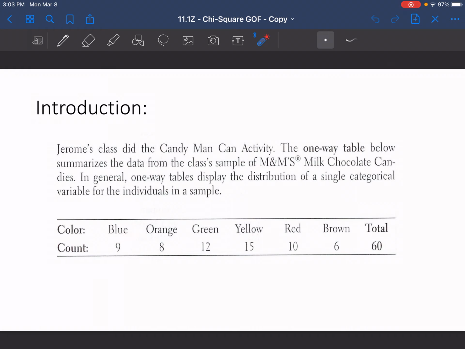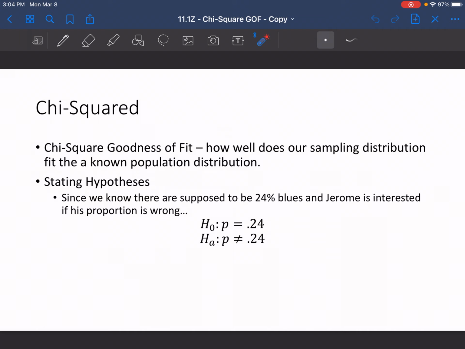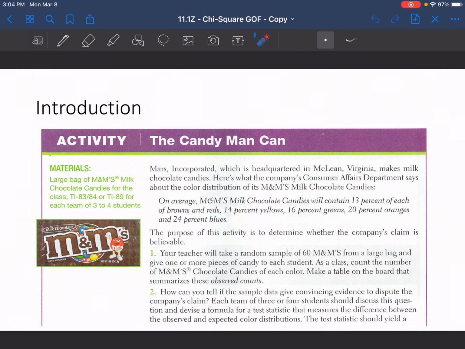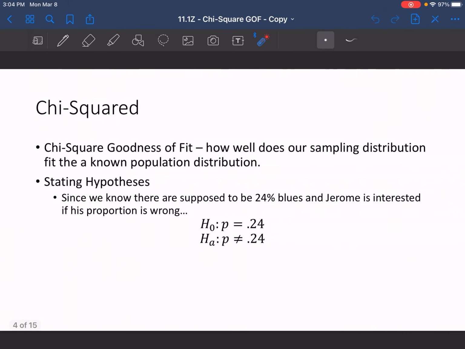So essentially, this leads to what is a chi-square goodness of fit. And that is essentially: how well does our sampling distribution match up with the known population distribution, or what it's actually supposed to come out to in this case, if we're given that kind of proportion here?